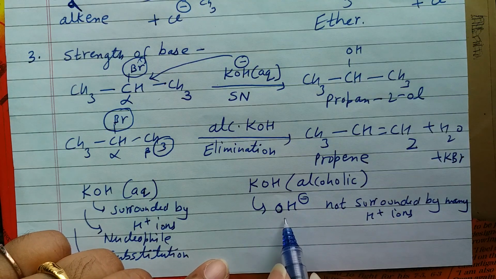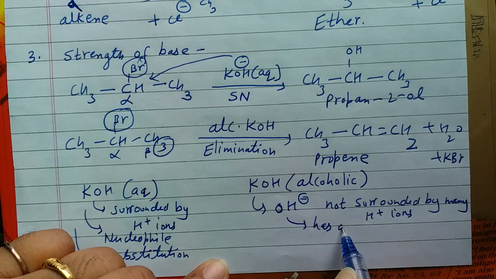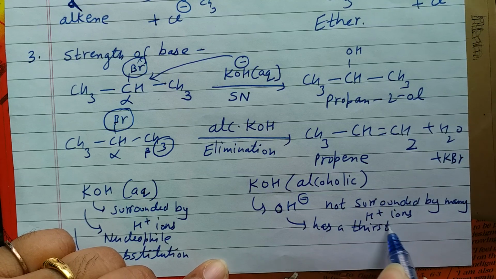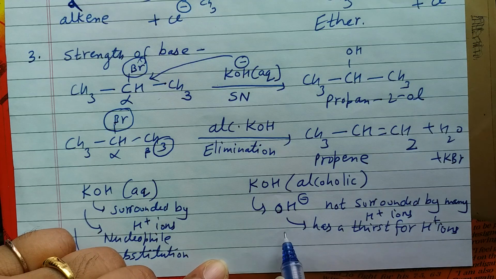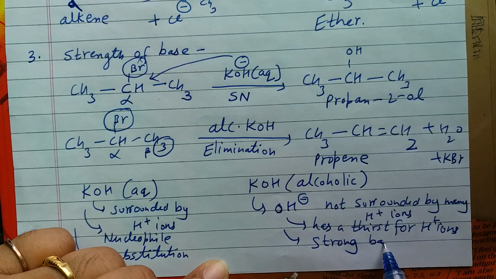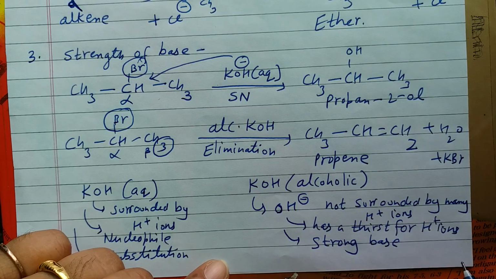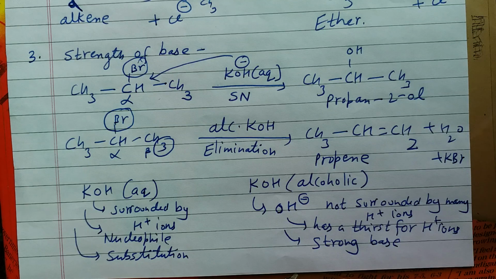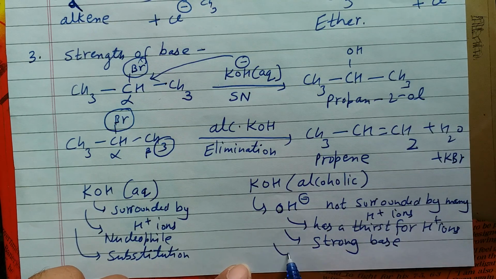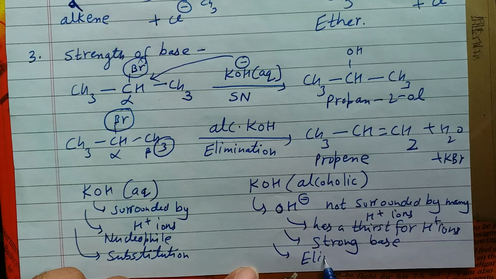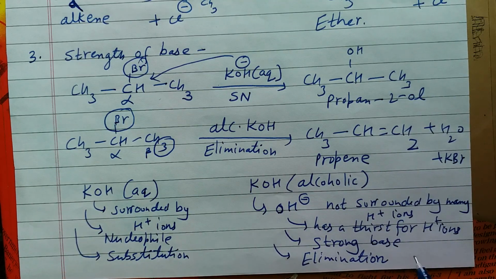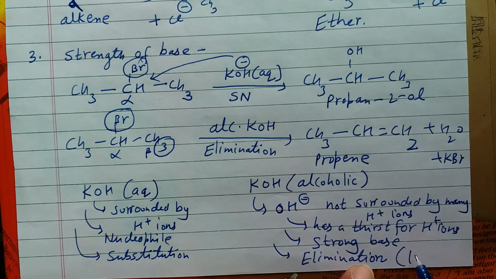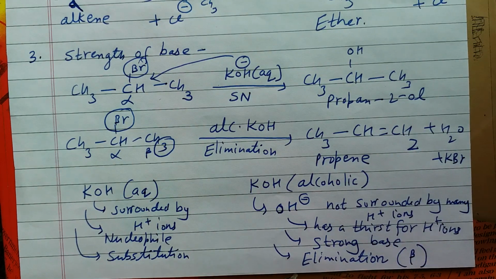So what happens is this OH minus ion has a thirst for H plus ions, and so it starts acting as a strong base. Having a thirst for H plus ions means it is now a strong base, has a tendency to take away H plus ions. And now this will lead to an elimination reaction instead. And this is going to take away H plus ions from which position, do you remember? From the beta position. So this will result in beta elimination reactions.